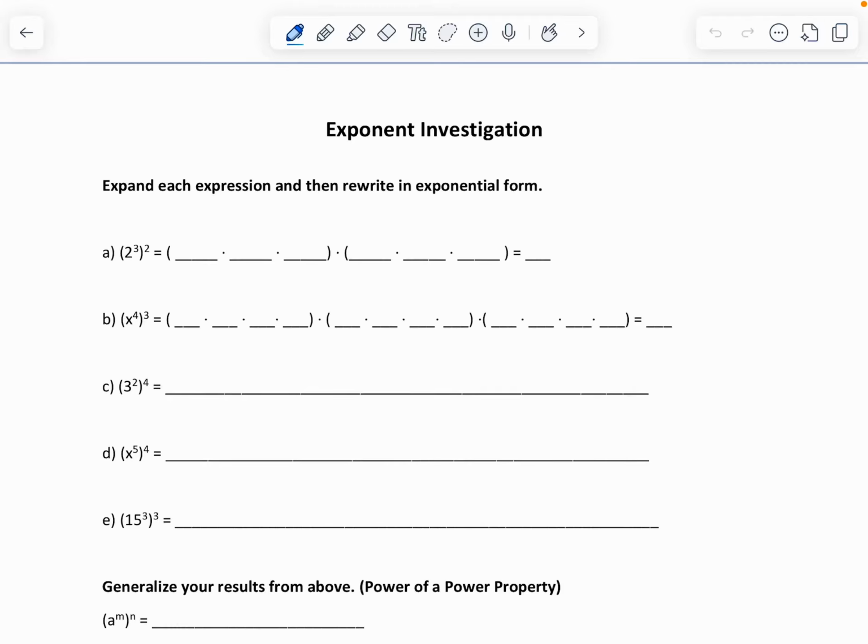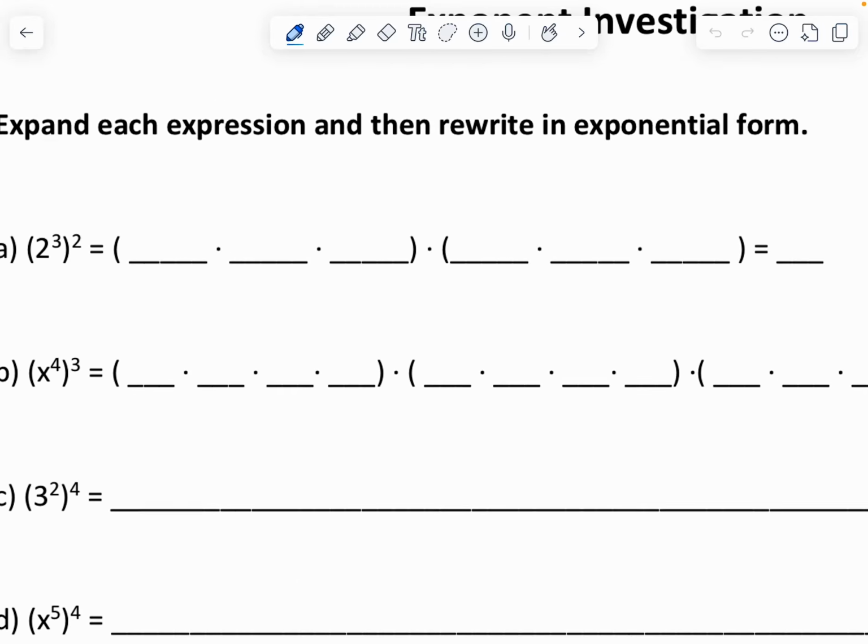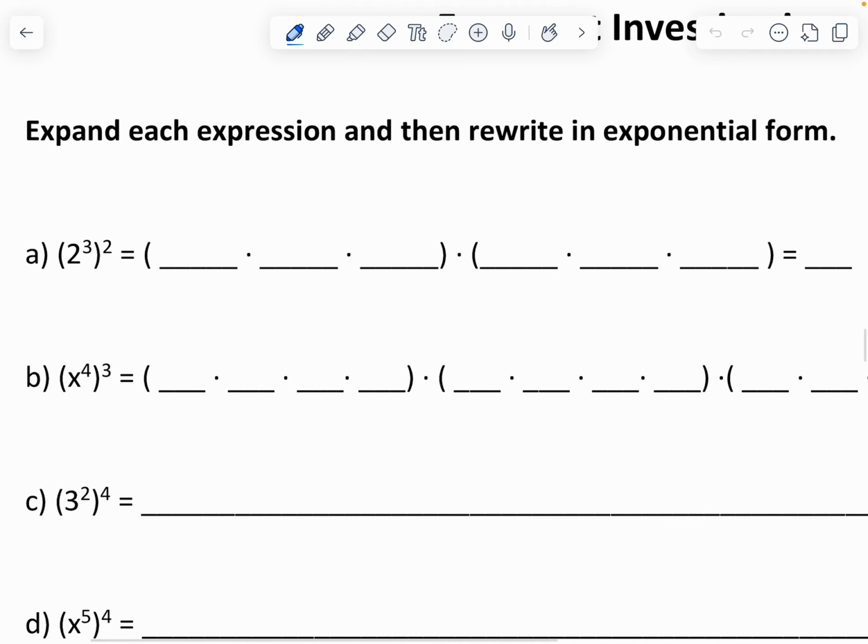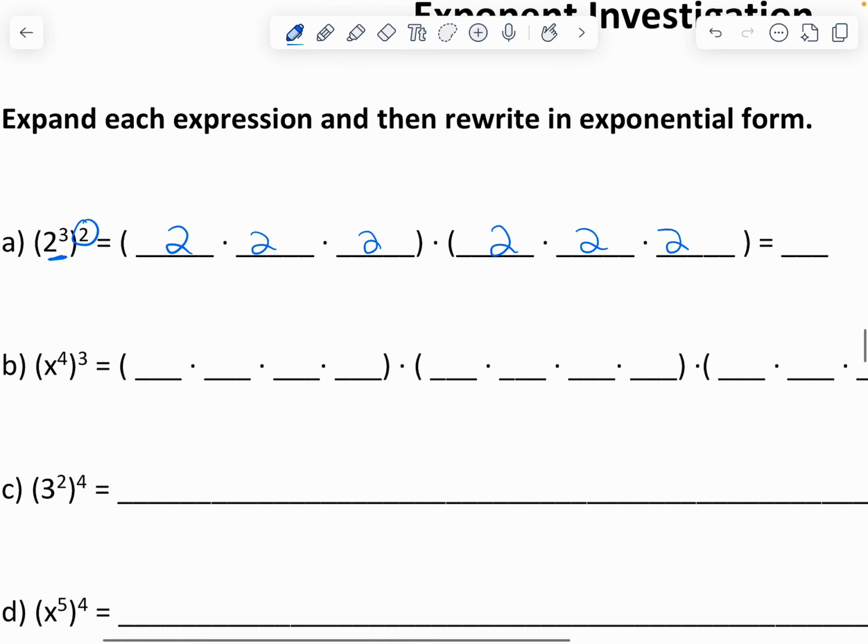Okay, so this time we're going to do a power to a power. If I look at this, we're going to expand it. Inside this, it says that we have 3 2's: 1, 2, 3. Then it says to write that 2 times: 1, 2, 3. So how many of those do I have? I have 6 of them.